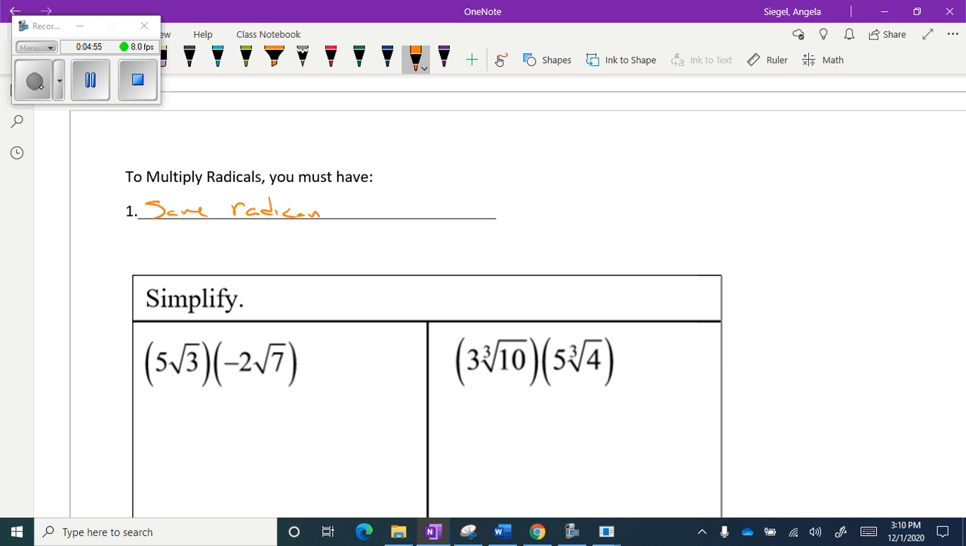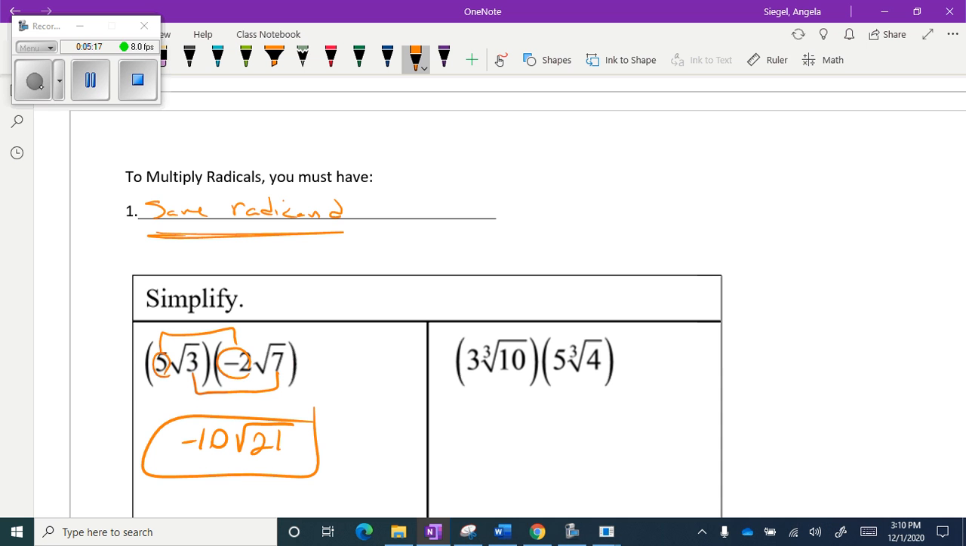Okay, so for this one, what I always like to think about is numbers on the outside stay on the outside, numbers on the inside stay on the inside. So I have 5 times -2 is -10. Square root, because it has the same radicand, 3 times 7 is 21. So notice how they work there.